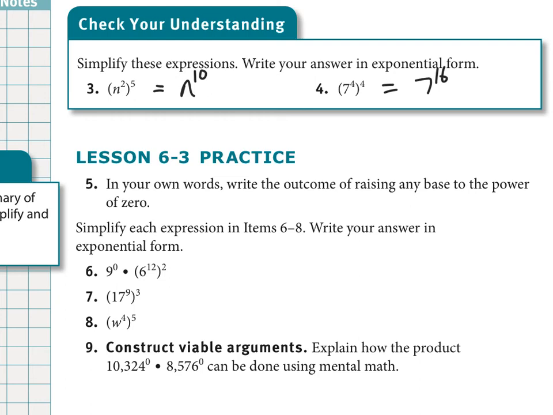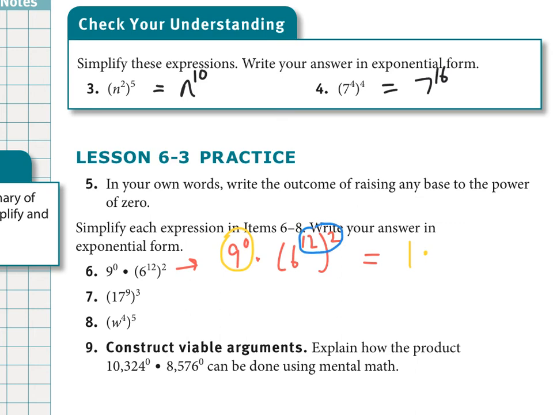Those are really short sections. Let's just do a few more examples. Number 6, let me rewrite it so we have some room: 9 to the 0 times 6 to the 12th squared. Let's think of this piece by piece. 9 to the 0: anything to the 0 equals 1. And then we have 6 to the 12th squared.